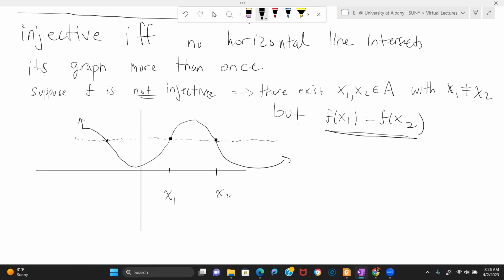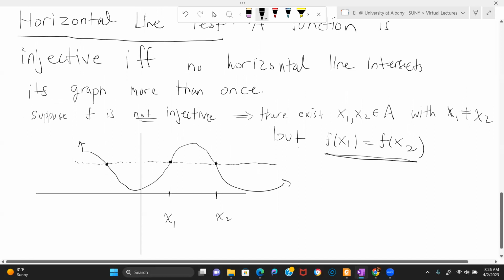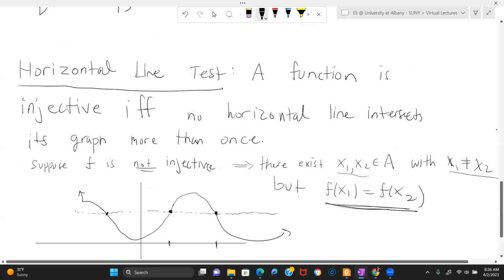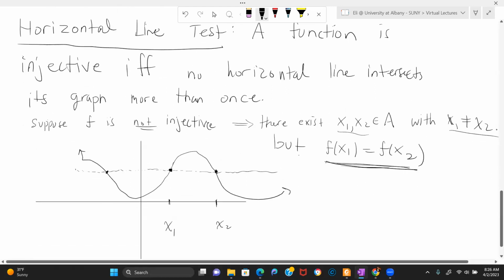So if you're not injective, that means you can find a horizontal line intersecting the graph more than once. So, in other words, this fails to be injective. And this works both ways. Suppose you're not injective, okay? Then you get these 2 points, x1 and x2, that are distinct but have the same outputs. That means you can draw your graph like this, and so this would verify the horizontal line test.